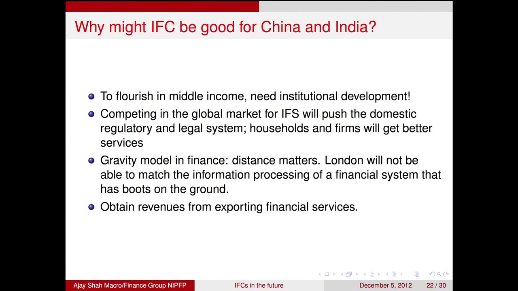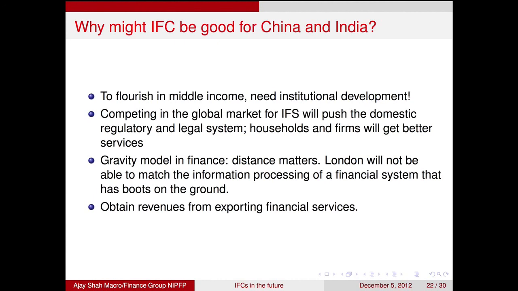And in this respect, participation by these countries in the global market for international financial services will be a good thing. It will push their domestic regulatory and legal system. As a side effect, the households and firms in these countries will get better financial services.